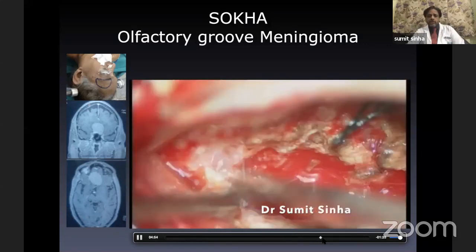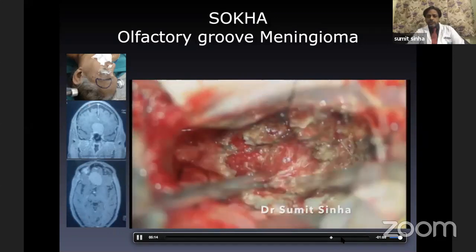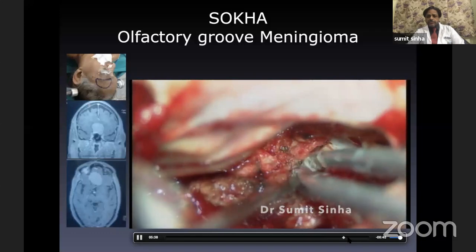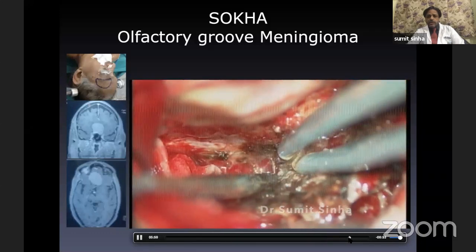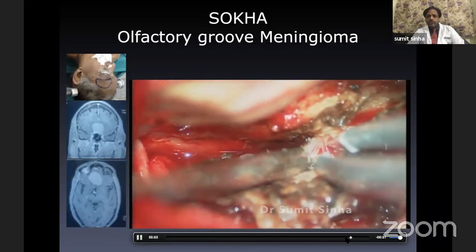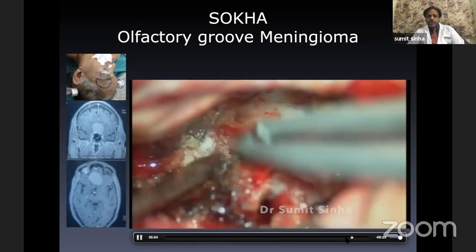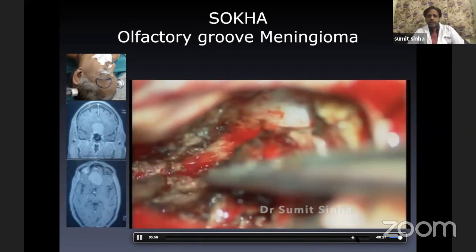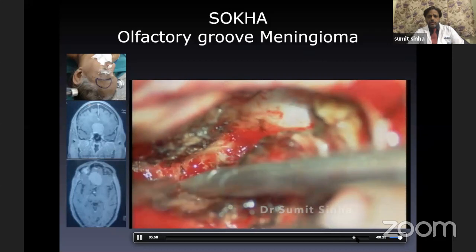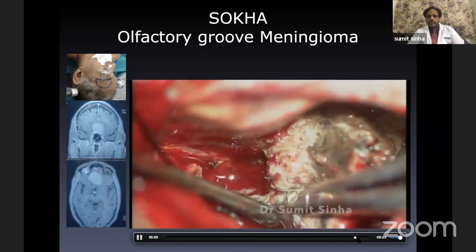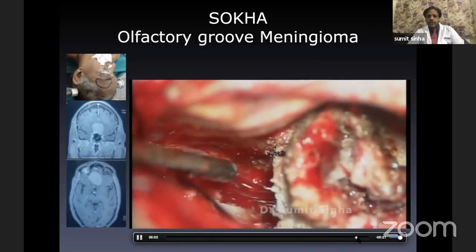You see that the tumor is being decompressed using the CUSA over here, and then the final last bits of the tumor tissue attached to the skull base, anterior cranial fossa base, is then removed, and finally complete tumor removal is achieved, saving the important neurovascular structures.